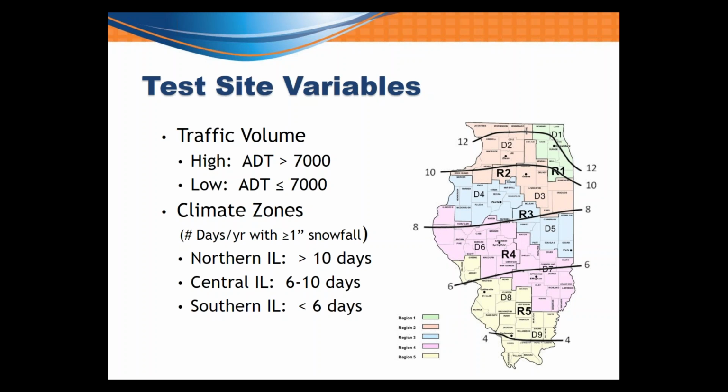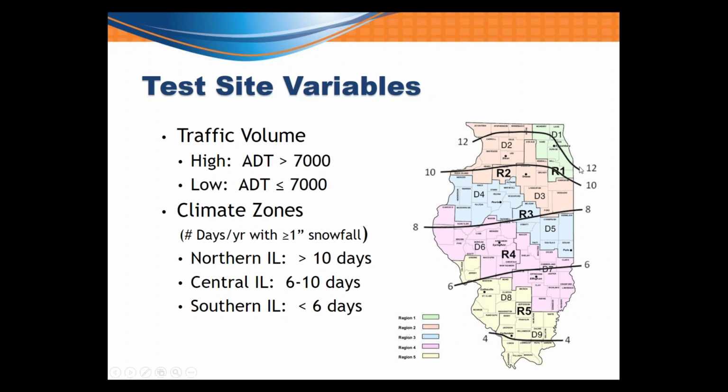So for traffic volume, we wanted to test the different marking materials in both high volume and low volume conditions. And as part of the research, we set that threshold between high and low ADT as 7,000. We also wanted to test the different pavement marking materials in different weather and climate conditions. So within the state of Illinois, the northern regions generally receive more snowfall than the southern regions. So we wanted to account for this.